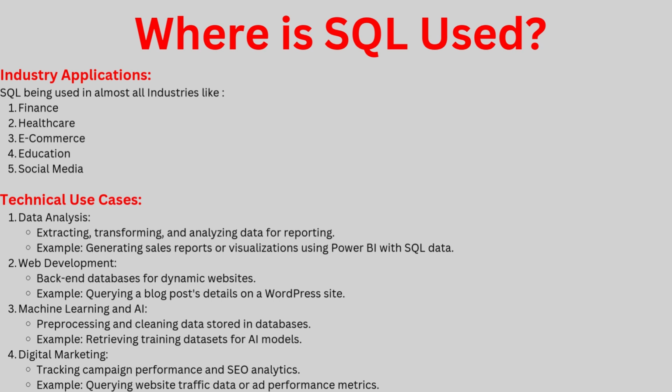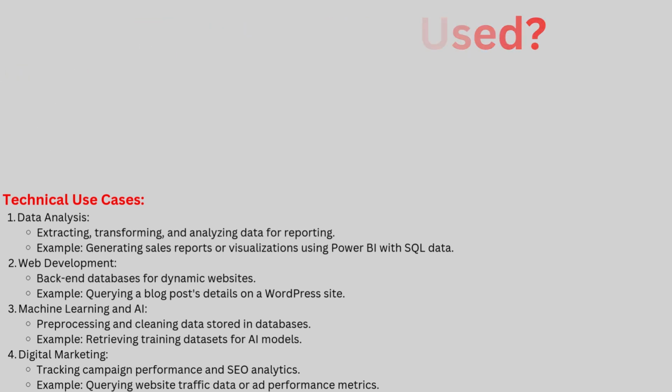Web development. Back-end databases for dynamic websites. Example, querying a blog post's details on a WordPress site. Machine learning and AI. Pre-processing and cleaning data stored in databases. Example, retrieving training datasets for AI models. Digital marketing. Tracking campaign performance and SEO analytics. Example, querying website traffic data or ad performance metrics.